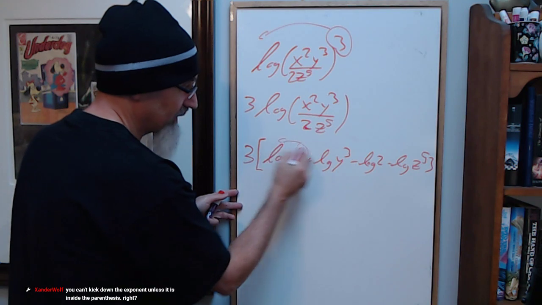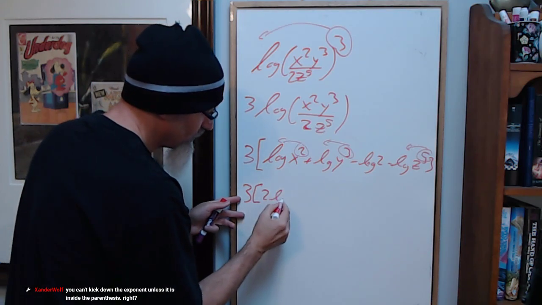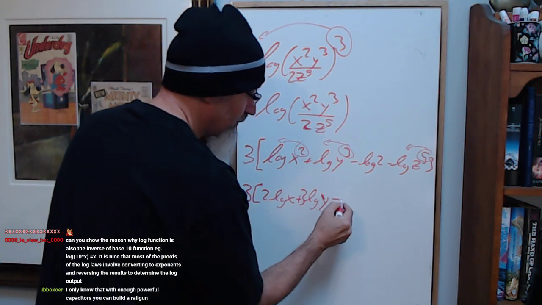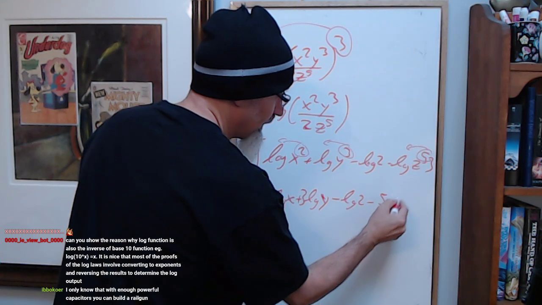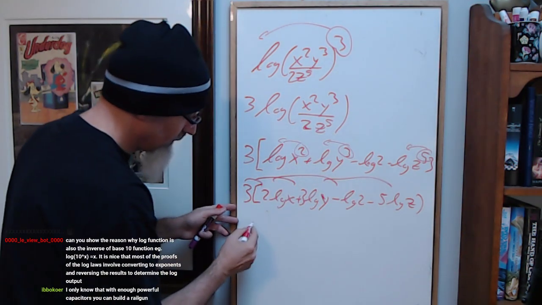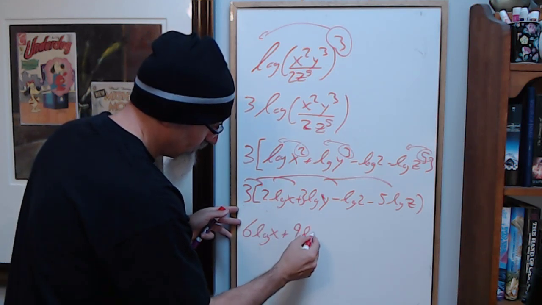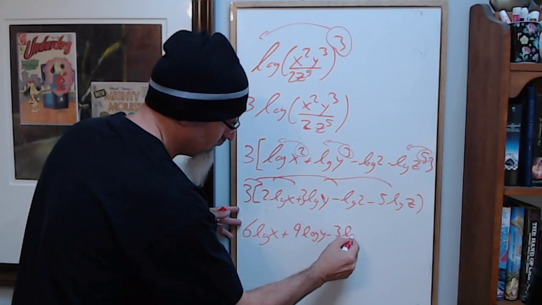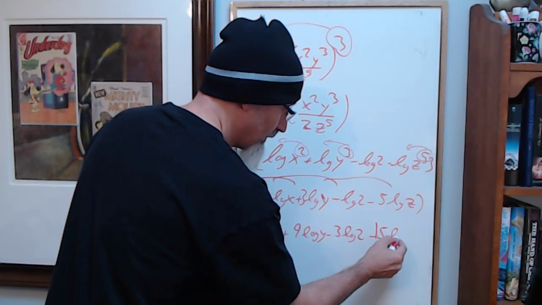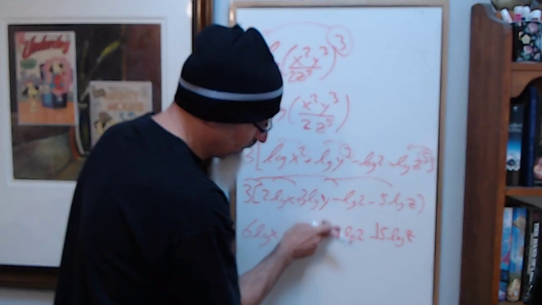And then you can take the powers and kick them down, right? So this becomes 3 times 2 log x plus log 3 log y minus log 2 minus 5 log z. And then you can multiply the 3 in to all of these guys if you like. So that's 6 log x plus 9 log y minus 3 log 2 minus, oops, not 5, 15 log z. Right. You can kick the 3 up and that becomes an 8. 2 to the power of 3 is 8. There you go.